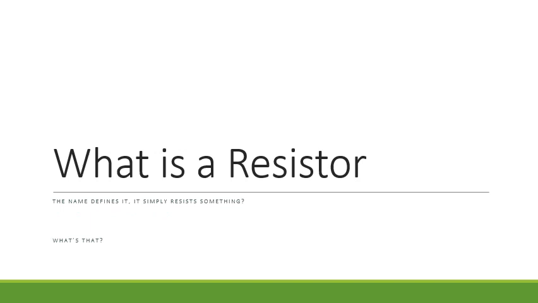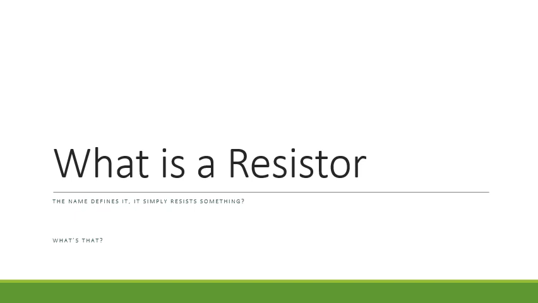So in this tutorial we will be talking about resistors. Okay, so what is a resistor? As the name already defines it, it simply means a material that resists something. So a resistor is an electrical component, so it resists something. You know what it means to resist something, that is to hinder something, to try to reduce the effect of something. Okay, so now it resists something.